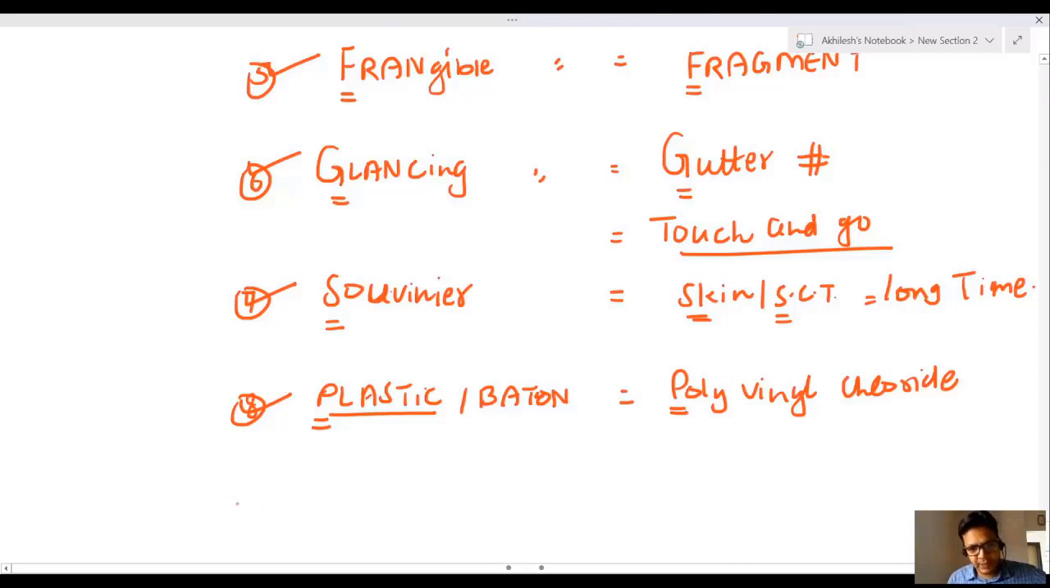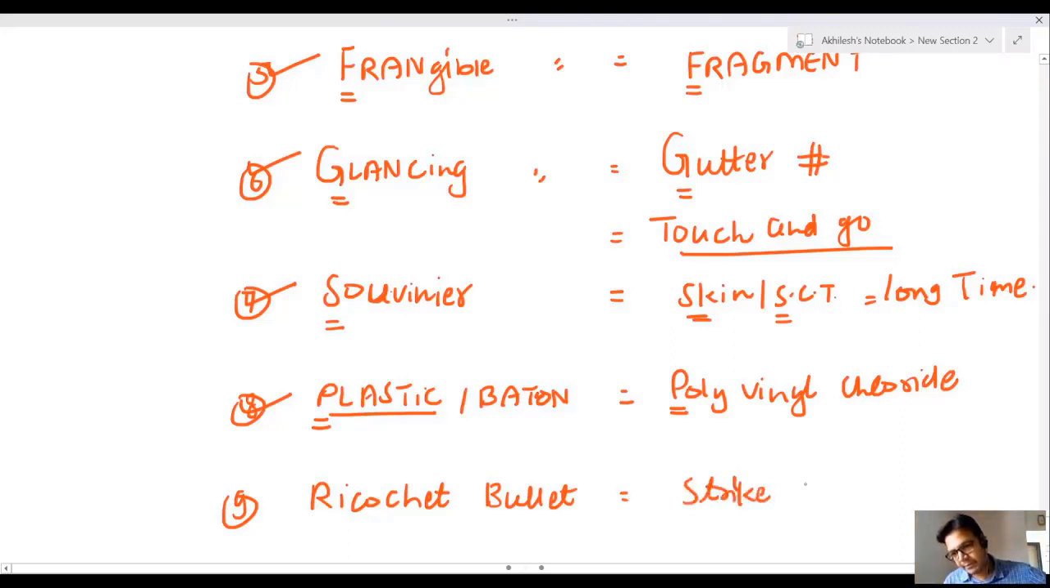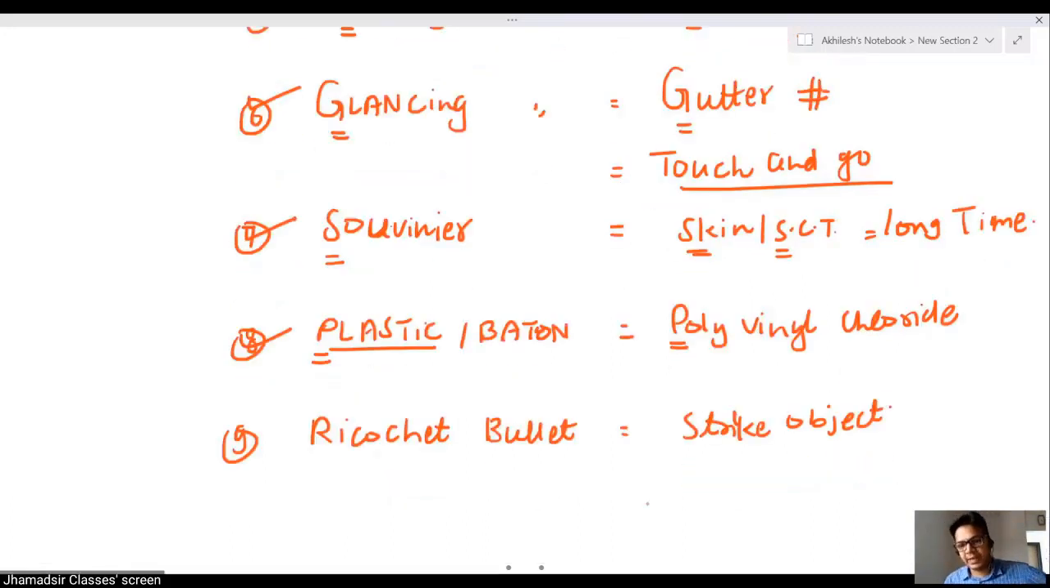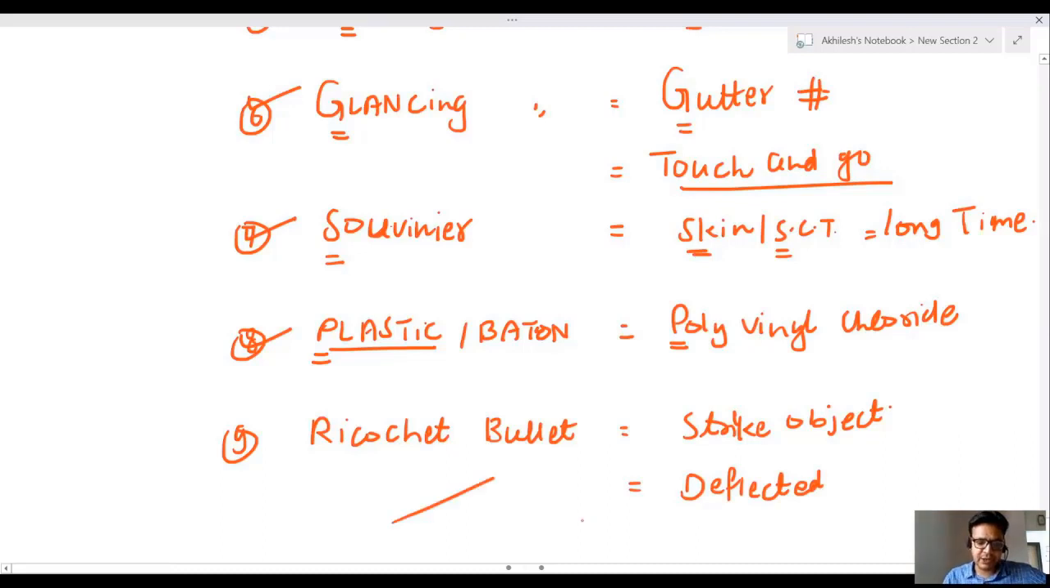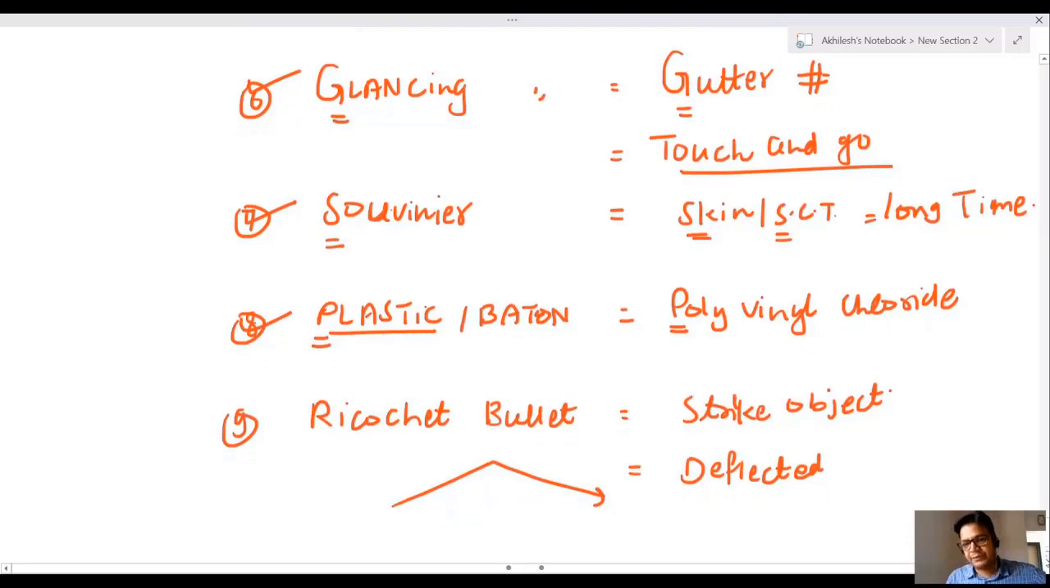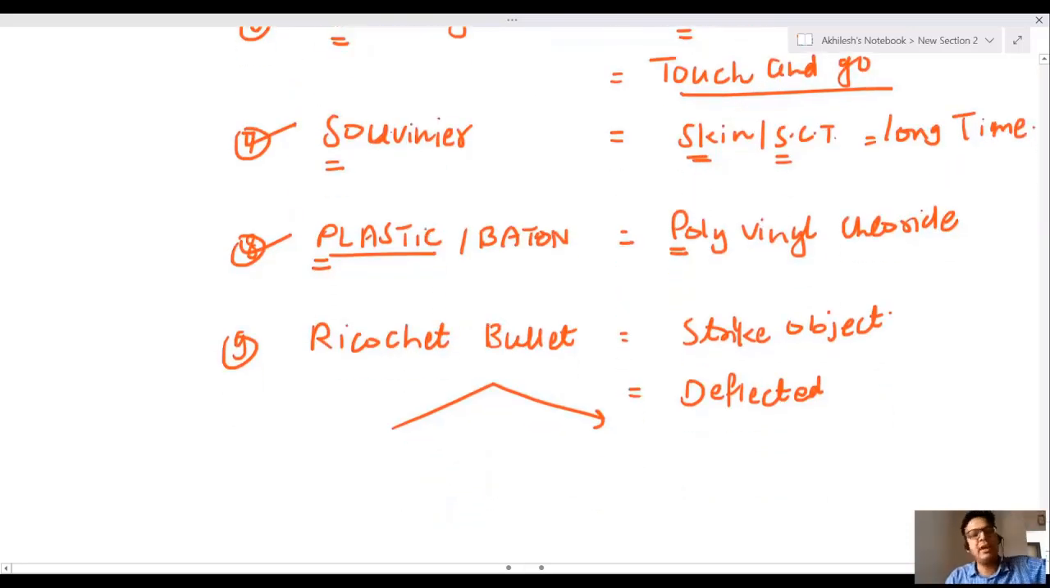Then ricochet bullet, which strikes an object and deflects. So this deflected bullet is known as a ricochet bullet. It matters for the feature of the entry wound, because when it is deflected from some object, then it goes into your body.